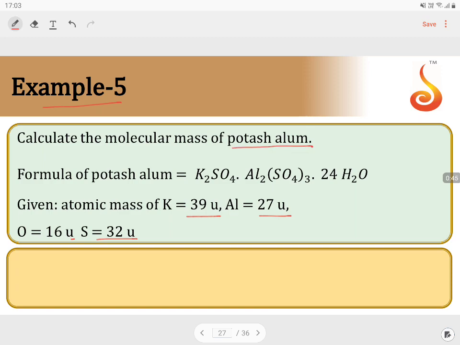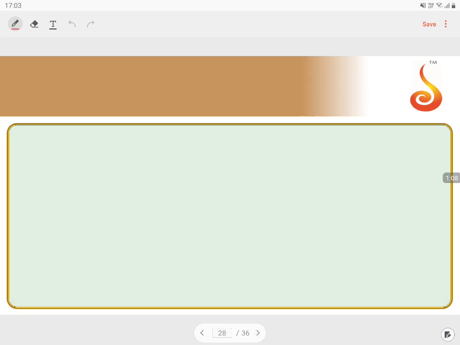What is the formula of potash alum? K2SO4.Al2(SO4)3.24H2O. Now in this, what is the atomic mass of potassium? 39 U unified mass, aluminium 27 unified mass, oxygen is 16 and sulfur is 32 unified mass. So moving forward, let us calculate the molecular mass of potash alum.